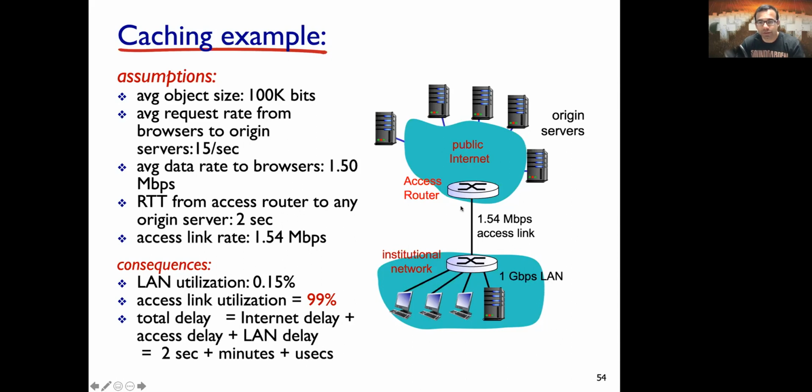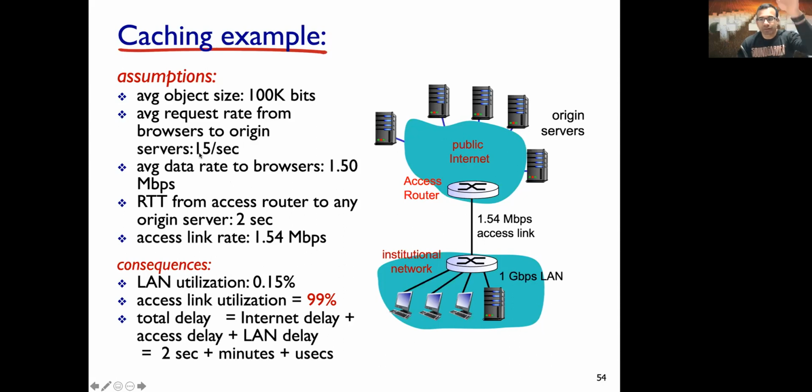Let's assume this institution is connected to an access router using a 1.54 megabit link. And then here we have the rest of the public internet, including the origin servers. We'll assume all objects being requested are 100 kilobits. We'll assume this network generates 15 requests per second, and we assume this will result in 15 responses coming back per second. That's just a very simple assumption we're making. 15 requests go out per second, 15 responses come back every second.